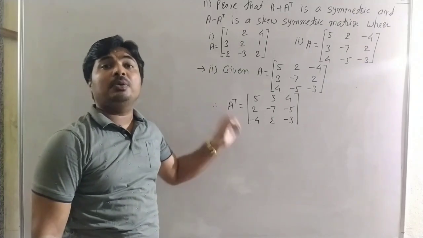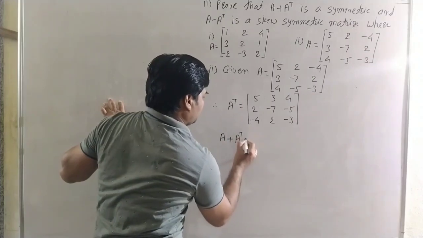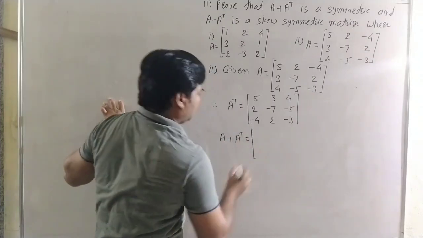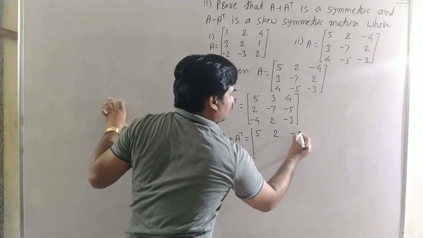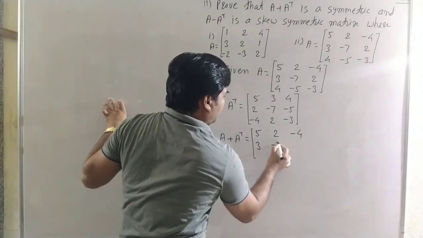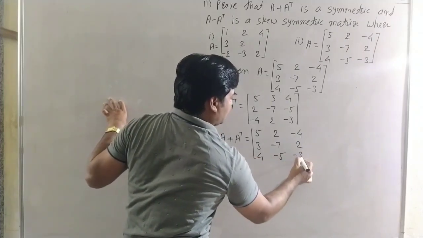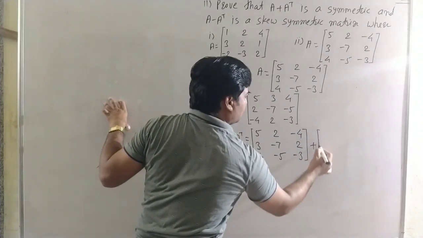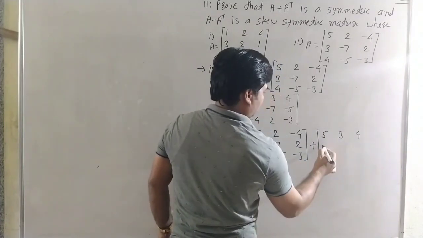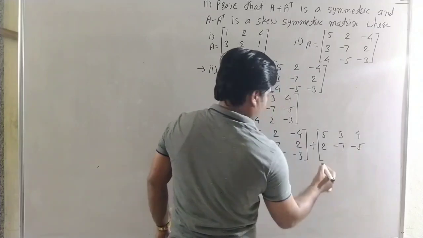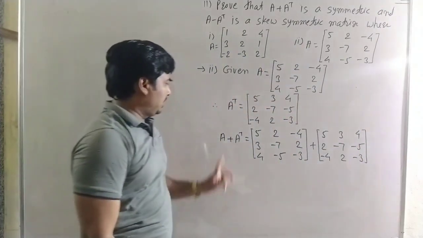Now we find A plus A transpose. Okay, therefore A plus A transpose is equal to, see carefully, A, it is 5, 2, minus 4, 3, minus 7, 2, and 4, minus 5, minus 3, plus A transpose, which is 5, 3, 4, 2, minus 7, minus 5, minus 4, 2, and minus 3.